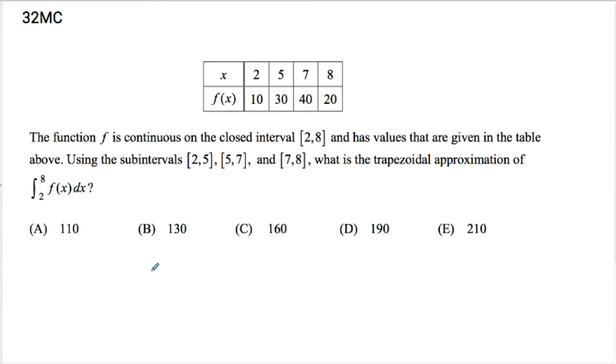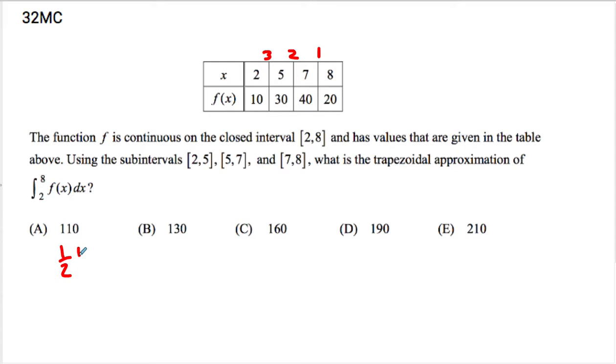And finally, the sixth one. The function is continuous and has values given in the table above. Use subintervals given there. What is the trapezoid approximation? Now, if you look, here the base is 3, here the base is 2, and here the base is 1. Well, that's just letting you know that you have to do your trapezoids separately. You can't do them all at once. So I should see 3 separate calculations for trapezoids.